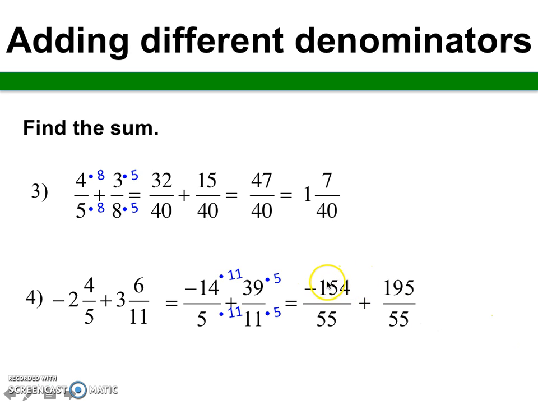So I have negative 154. My answer is going to be positive because the absolute value of 195 is larger than the absolute value of 154. So my answer is going to be positive 41 55ths. Now there's nothing more I can do to that. That's simplified as much as it can be. So that's my final answer.